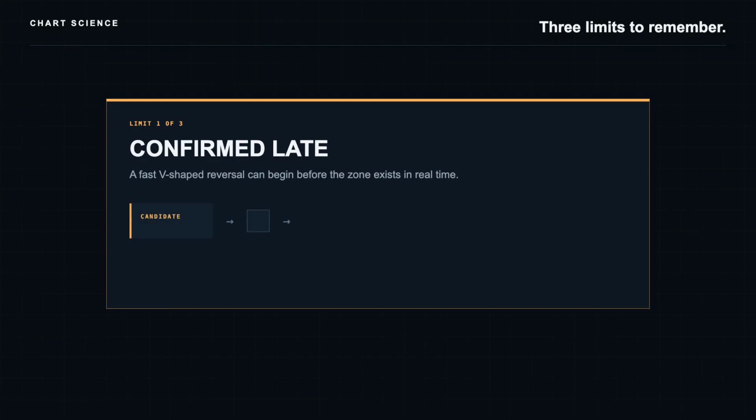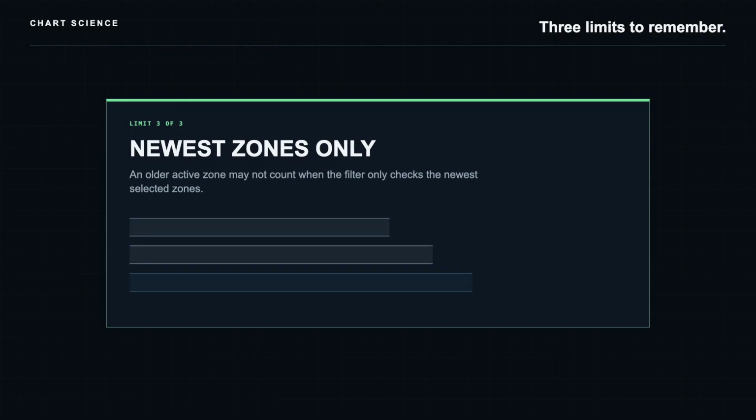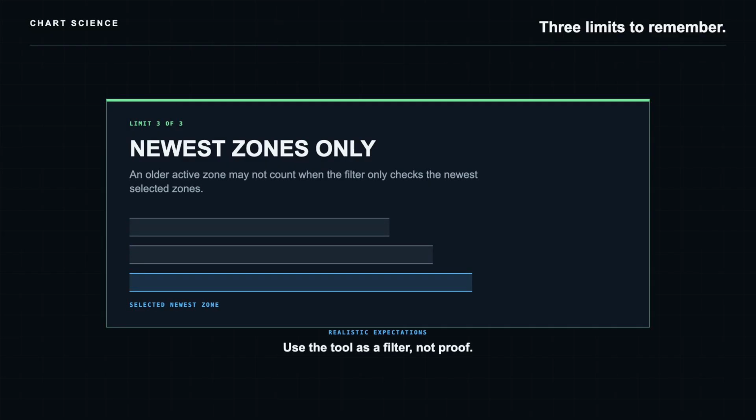There are 3 limits you should remember. First, the volume zone is confirmed late. A fast V-shaped reversal can begin before the zone exists in real time. Second, this script uses bar volume. It does not prove that institutions bought, sold, or left hidden orders in that area. Third, the filter only checks the newest zones selected in the settings. An older active zone may not count. These are not reasons to ignore the tool. They are reasons to use it with realistic expectations.